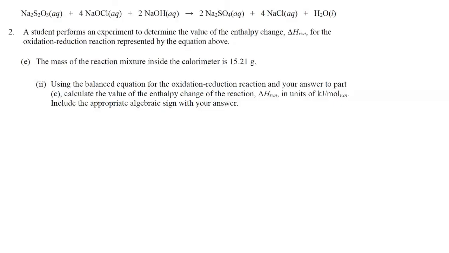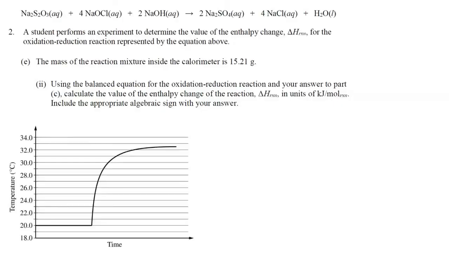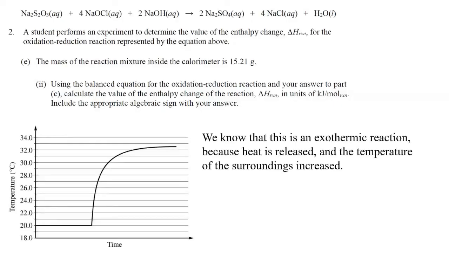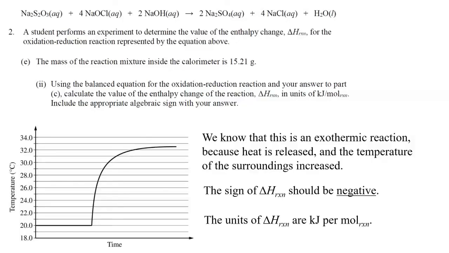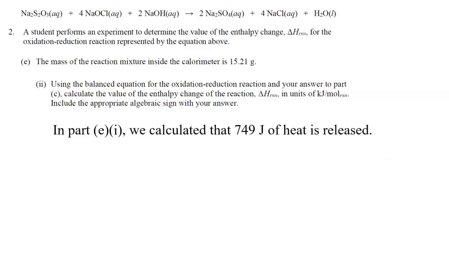Include the appropriate algebraic sign, so either positive or negative, with your answer. We know it's going to be an exothermic reaction because heat is released and the temperature of the surroundings increased. So we're expecting that the sign of delta H reaction should be negative, and the units are kilojoules per mole. We already have 749 joules of heat that is released.